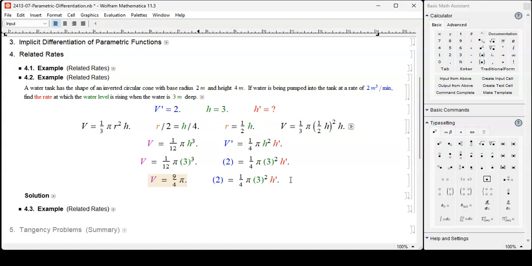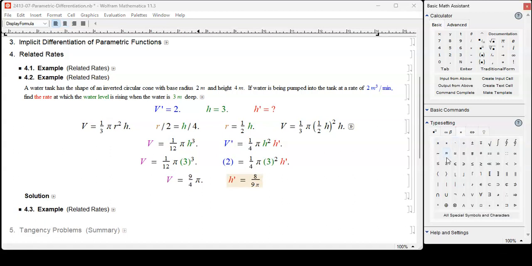H prime, I have to remove everything here. So this equals what? 2 was there, and then denominator here multiply, so we get 8, and then divided by pi, and 3 squared is 9, so 9 pi. And then if you calculate this, what do you get?